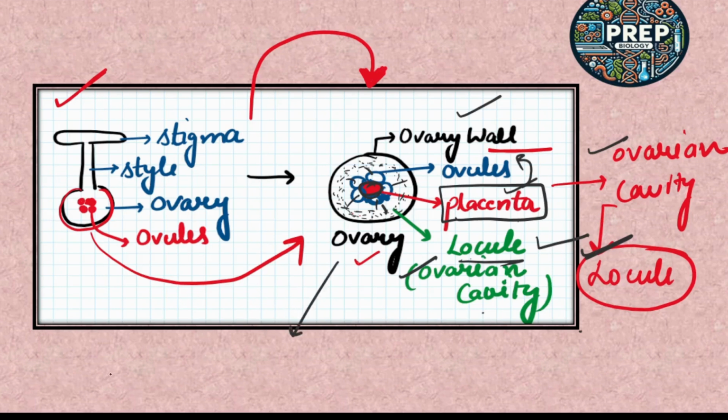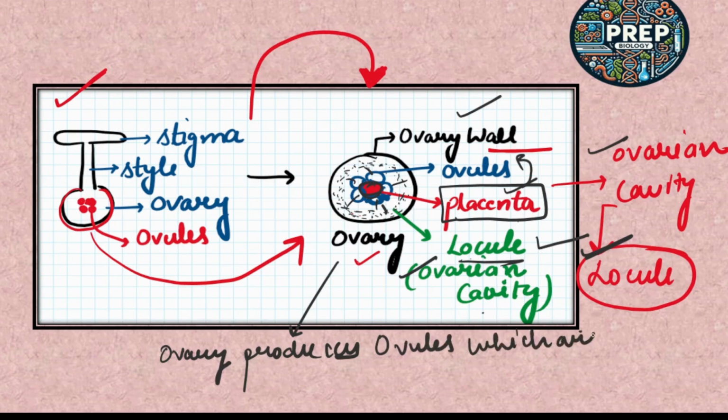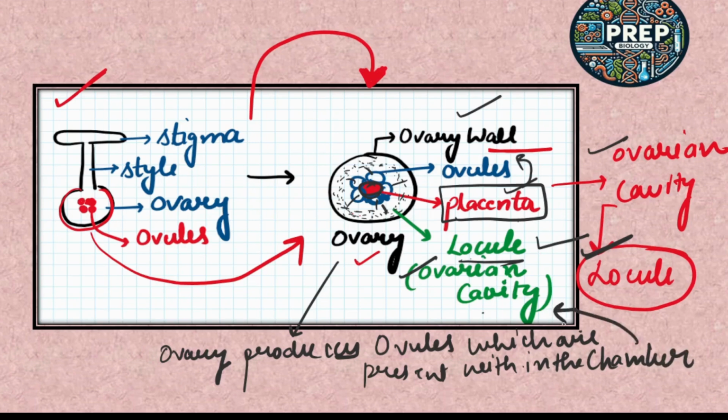If we see the definition of the locule, the ovary produces ovules which are present within a chamber. That chamber is called the locule. Okay, is it clear to you all?